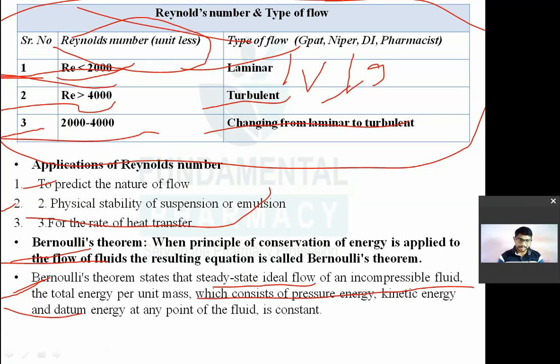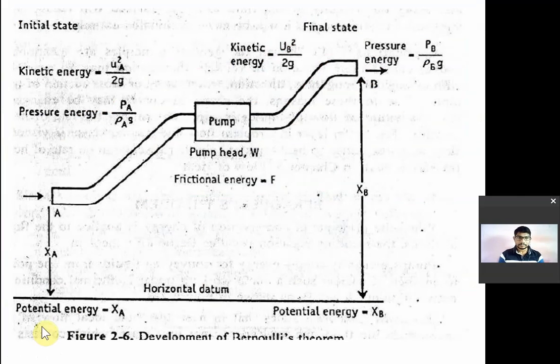In a steady state ideal flow of incompressible fluid, the total energy per unit mass will remain constant at any point. That is the Bernoulli's theorem. You can see over here.